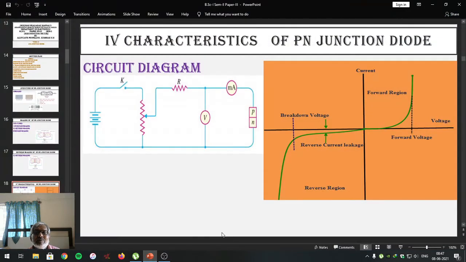In yesterday's lecture, we studied the biasing of the p-n junction diode, and we concluded that until biasing is done, meaning until a power supply is connected to the p-n junction diode, it doesn't work. No current flows through that particular p-n junction diode, and that's why biasing is necessary. We studied two types of biasing. One is forward biasing, and the second one is reverse biasing.